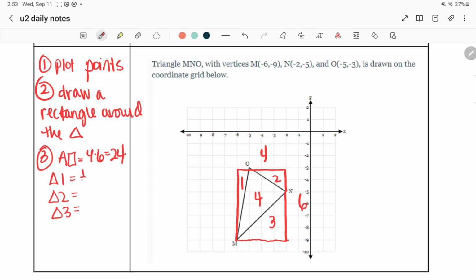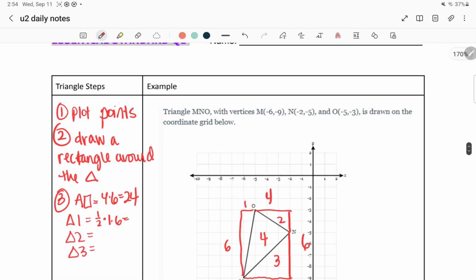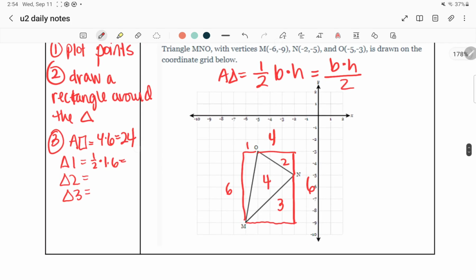So area of triangle 1 is 1/2 times 1, because that piece right there, whoop, it deleted. That's 1. This is 6. So 1 times 6. Recall from 8th grade. Sorry, I'm skipping around. Area of triangle is 1/2 times base times height, or if we want to say it a different way, base times height divided by 2. Okay, so that's what I'm doing here.